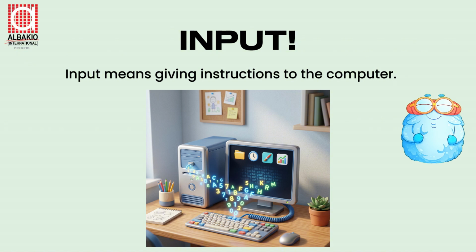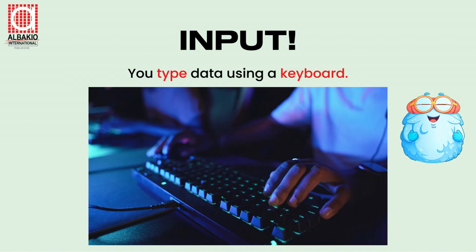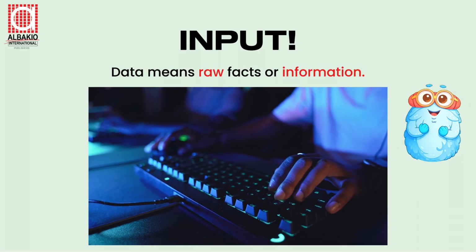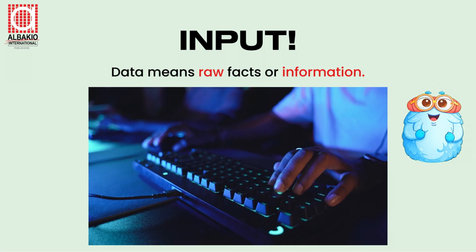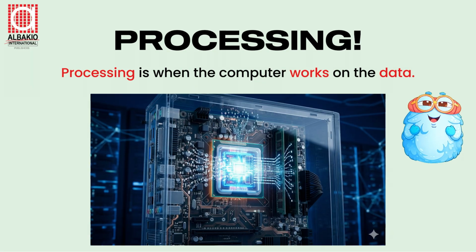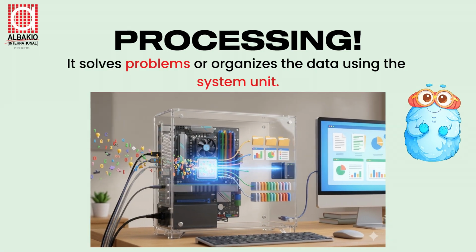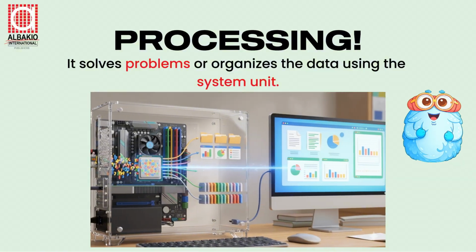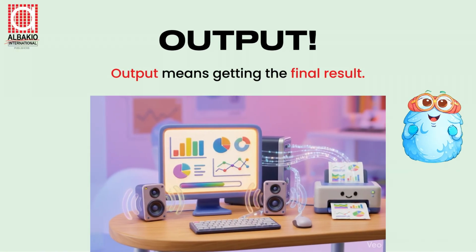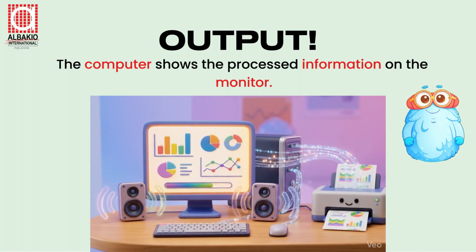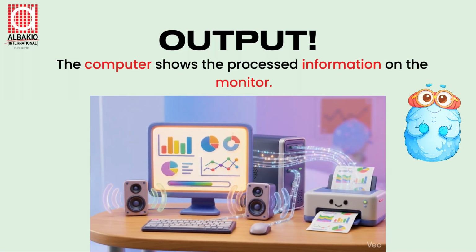Input. Input means giving instructions to the computer. You type data using a keyboard. Data means raw facts or information. Processing. Processing is when the computer works on the data. It solves problems or organizes the data using the system unit. Output. Output means getting the final result. The computer shows the processed information on the monitor.